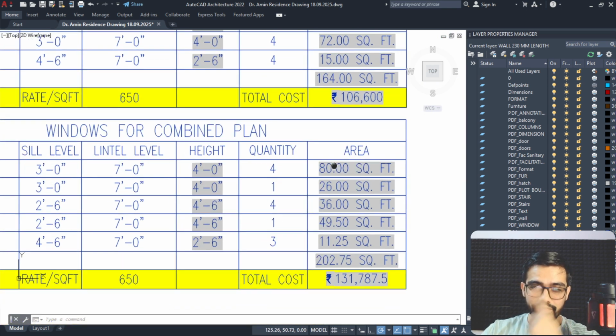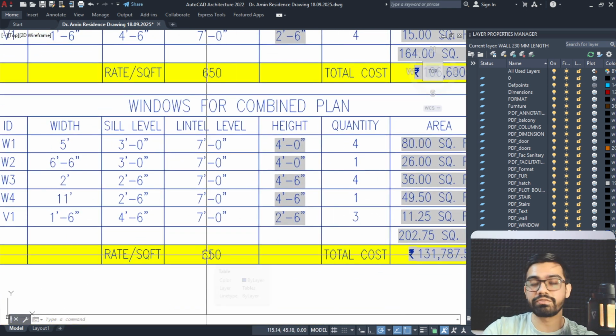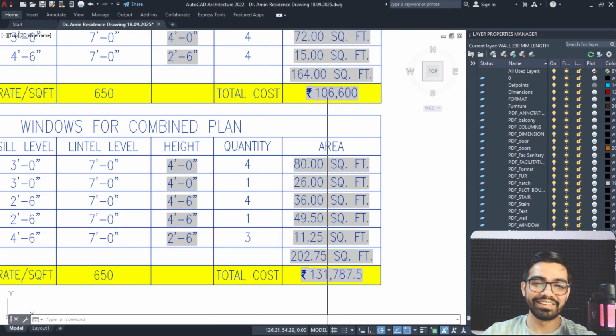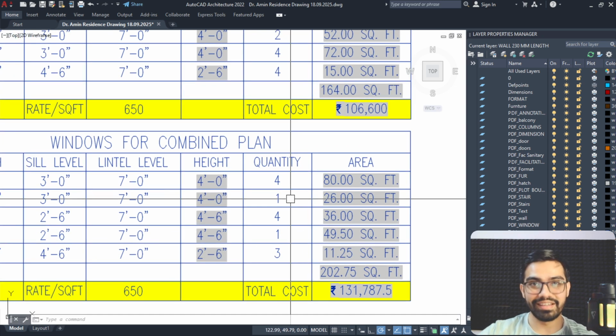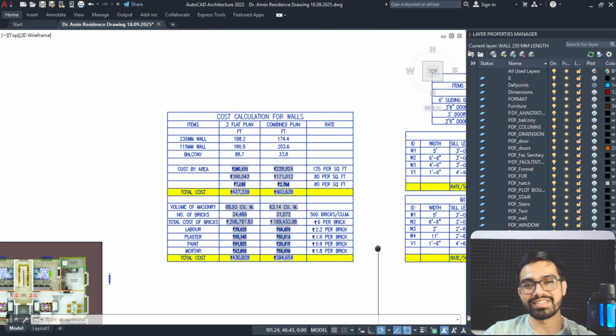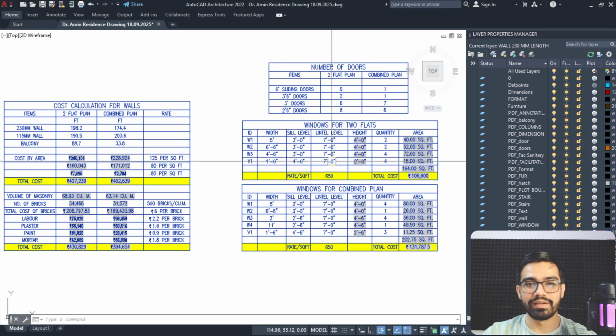And then I add all the areas and multiply it by 650, which would be the square foot rate for aluminum windows, including the grill. And surprisingly, here exactly 25,000 rupees. We are exceeding by 25,000 rupees. So the wall area is adjusted with the windows.